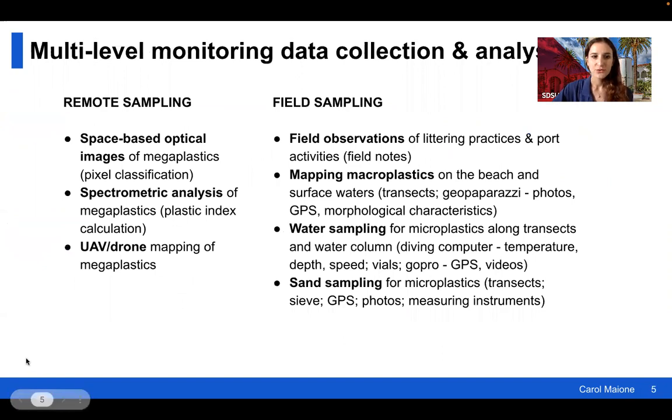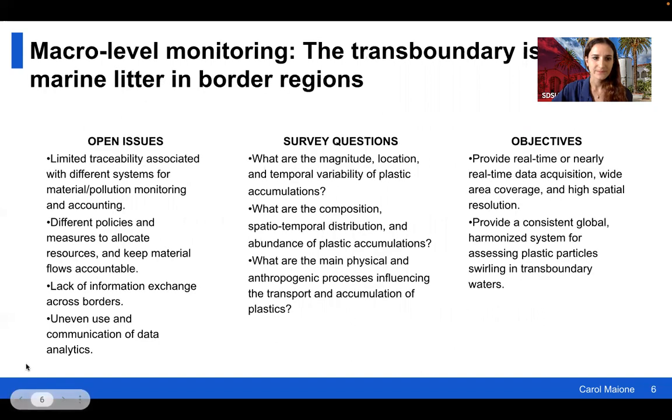For this research, we use multi-level monitoring. In particular, I will present two levels of analysis. The first one being remote sampling using space-based optical images of megaplastics, spectrometric analysis, and UAV and drone mapping. And for the second level, we will introduce field sampling, including field observation, mapping macroplastics, water samples, and sand samples.